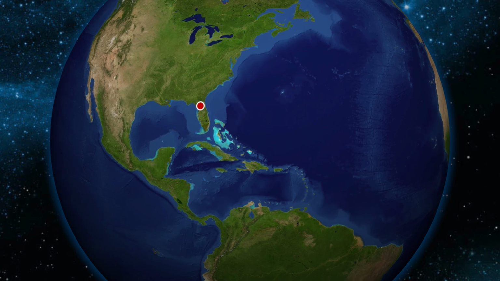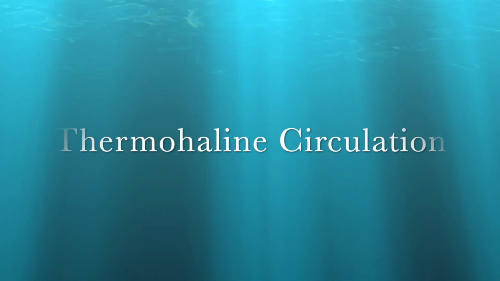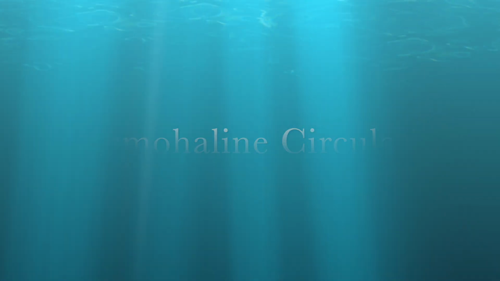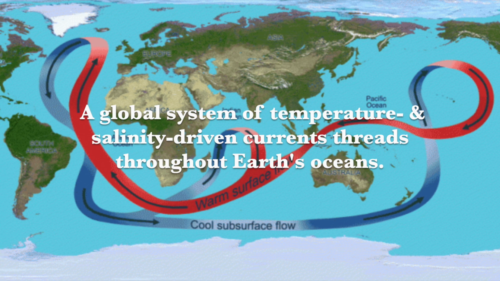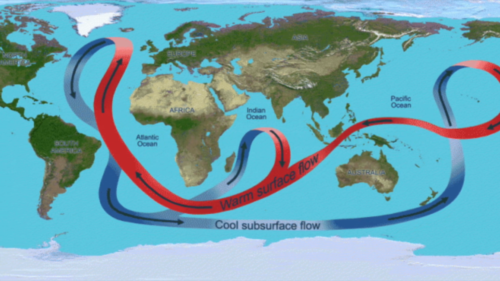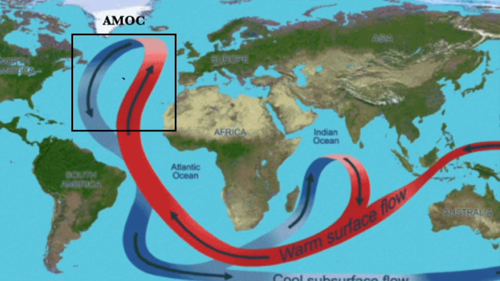So what's the effect of all of this on planet Earth and on us? To figure that out, we have to look beneath the Earth's surface to thermohaline circulation. A particular section of this global conveyor belt is known as AMOC.